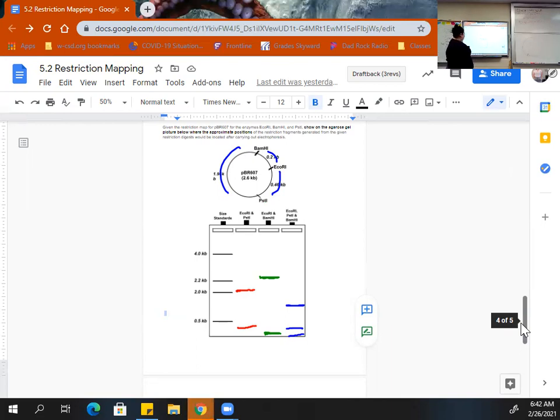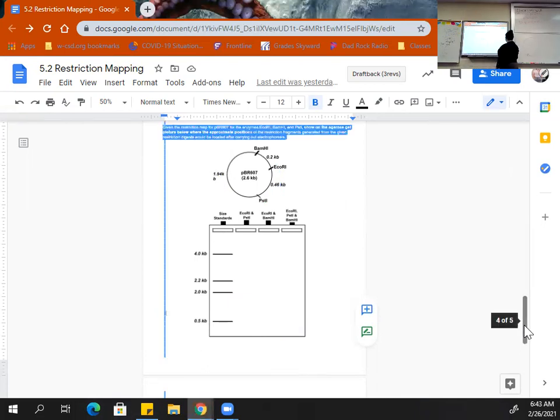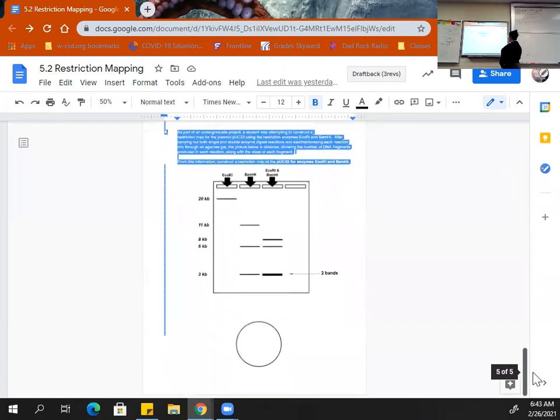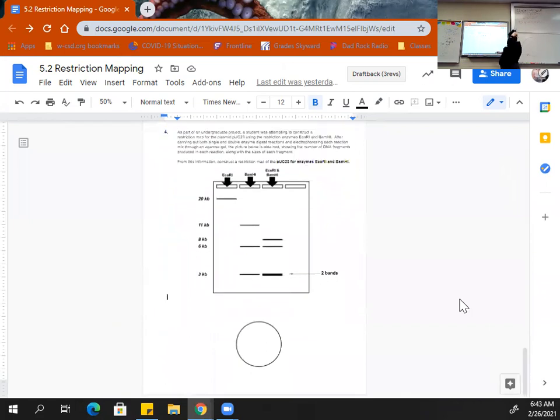What do you call them? Our restriction maps. The last page gives you a gel and has you make a restriction map.